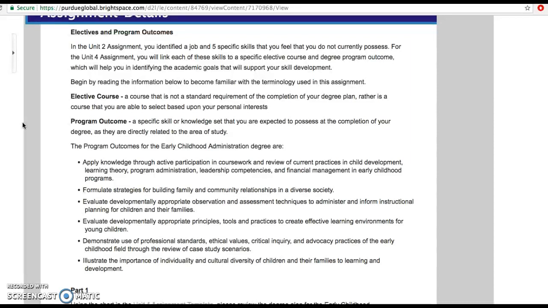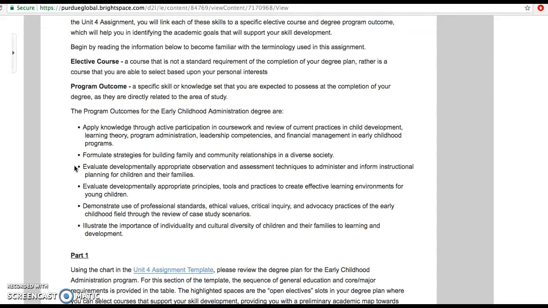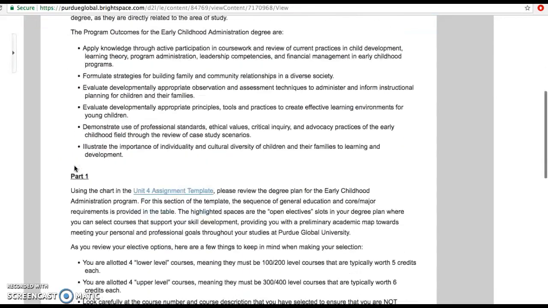The next thing is an explanation of the program outcome, which I think is very helpful. A program outcome is a specific skill or knowledge set that you are expected to possess upon completion of your degree, as they are directly related to the area of study. And then we list the program outcomes here. It should be less confusing because there is only one degree to focus on, which is nice.